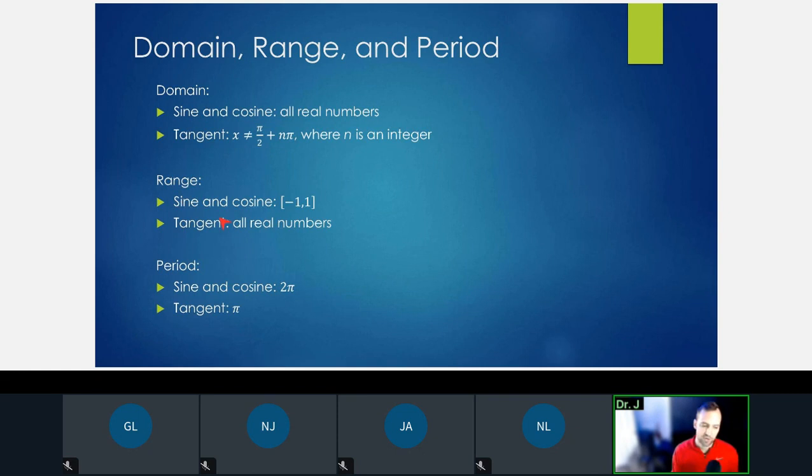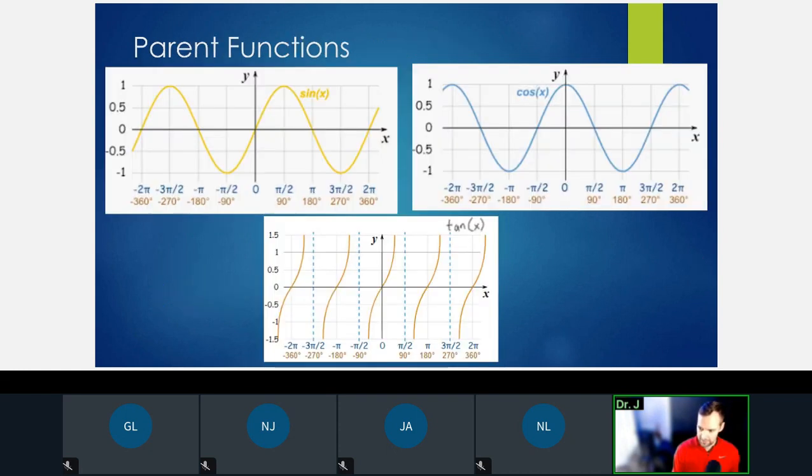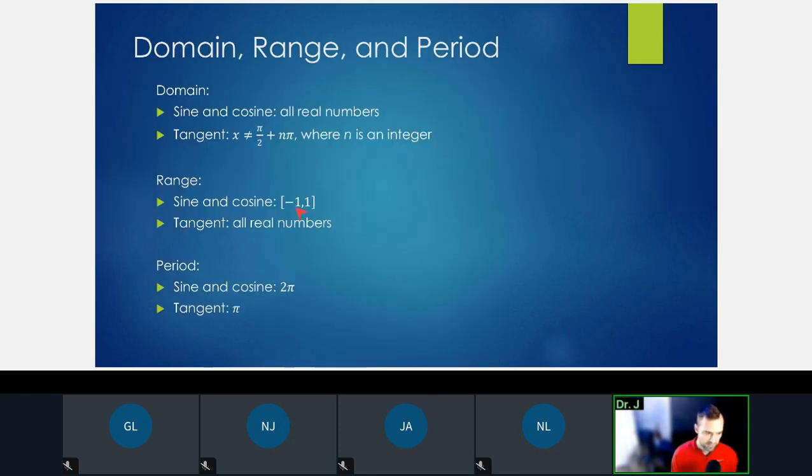Now the range is your output. Easiest way is probably just to look at the graph it creates. And it should be pretty clear to see that for sine and cosine, the highest value we get to is 1. The lowest value we get to is -1. So remember, that's your range. Your range is your output. So the highest is 1, the lowest is -1. And remember, range and domain are always written least to greatest. So that's why they have from -1 to 1 in brackets, because these are solid points, not hollow.